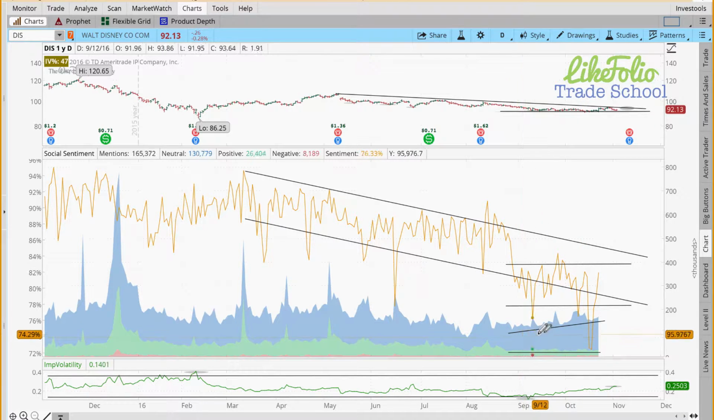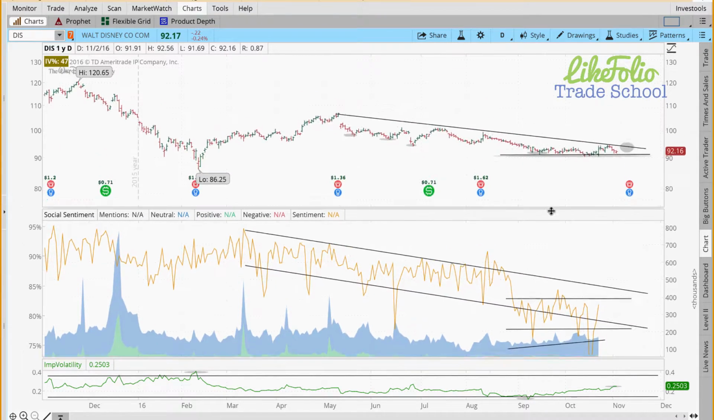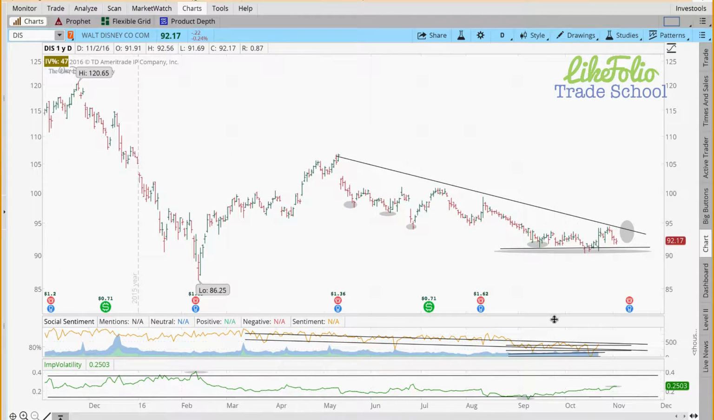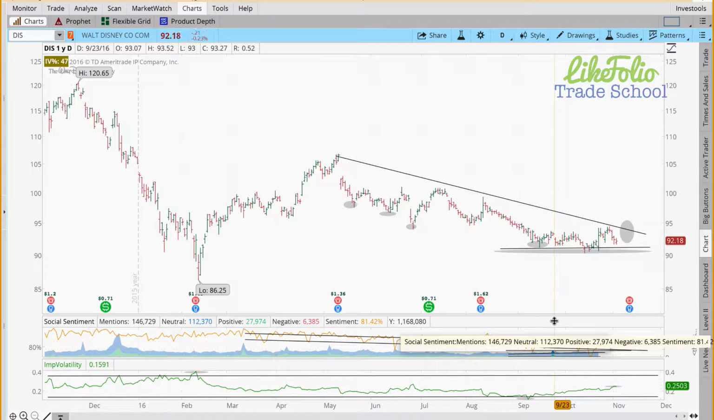I think the fact that we have an increase in mentions, not negative, just neutral mentions, flat sentiment after some downtrending, is a positive sign that the stock, at the very least, will remain sideways, but may start to see some upside momentum here.